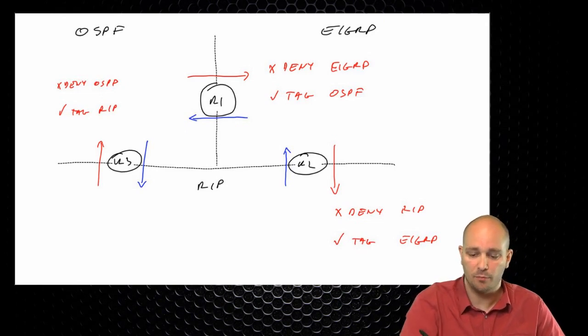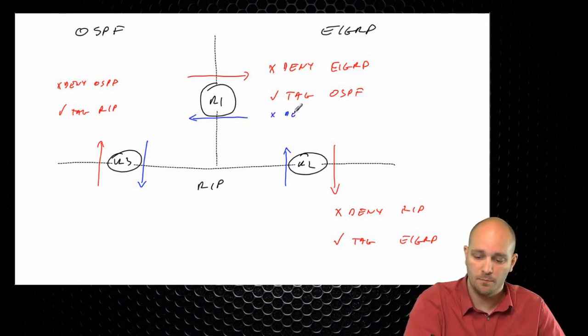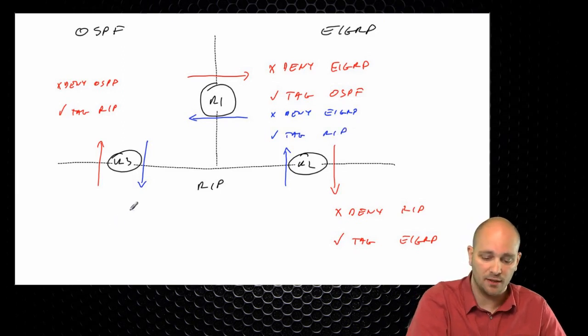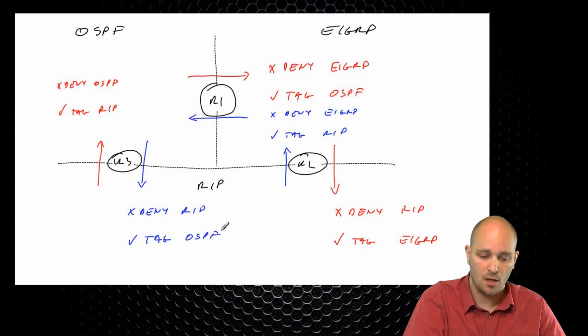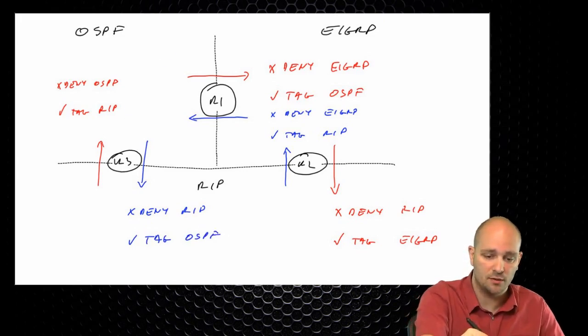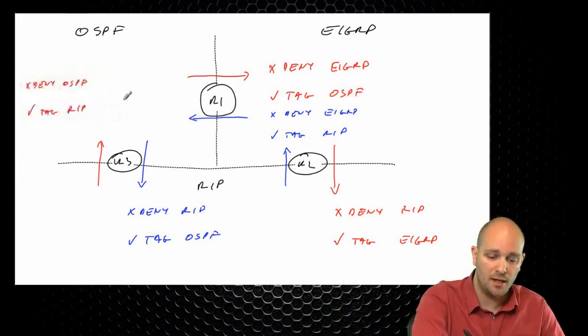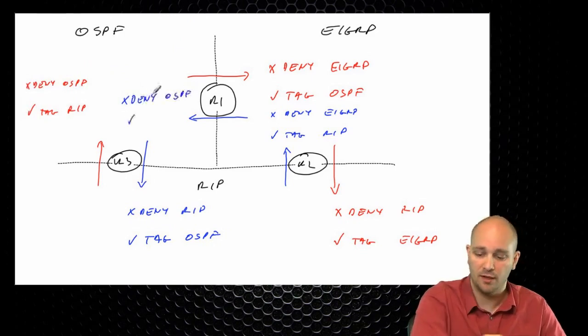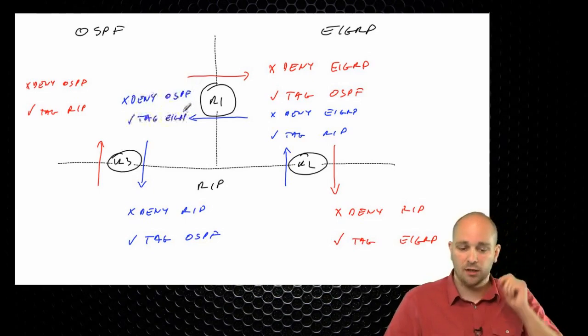And I'm going to repeat the same thing for blue logic. So here I'm going to have deny EIGRP and tag everything else as RIP. So I'm going to have the same thing here, deny RIP and tag everything else as OSPF. And the logic that I'm going to implement on this side, so I just need a little bit more space here, is going to be deny OSPF and tag everything as EIGRP. So this is the logic that I might implement.